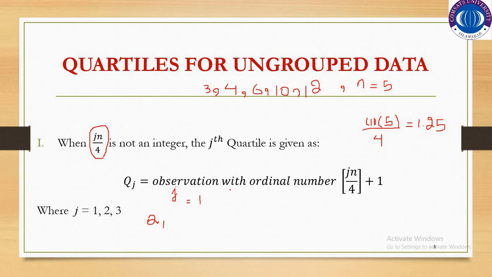And now what is the first quartile? Observation with ordinal number the bracket of j into n divided by 4. This bracket represents that you need to take the closest integer to this value in this particular place. Now the very first thing you have to do is arrange this data set in ascending or descending order. As we already have this data set in ascending order, 3, 4, 6, 10, 12, I already wrote it in the arranged form.